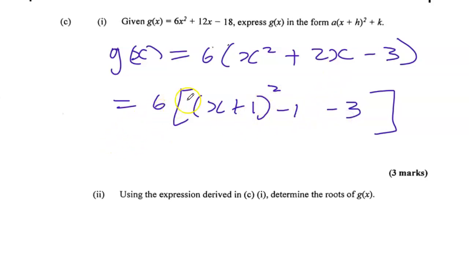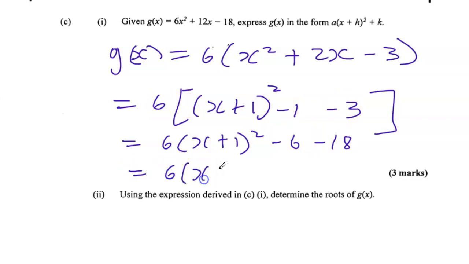So now we can redistribute the 6. So this is 6 times x plus 1 squared. 6 times minus 1, that's minus 6. 6 times minus 3, that's minus 18. So we end up with 6 times x plus 1 squared, and minus 6 minus 18, that's minus 24.